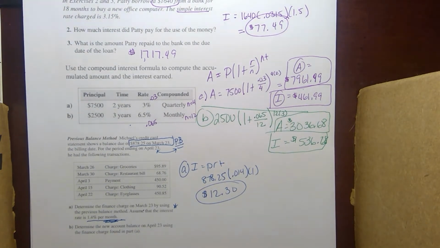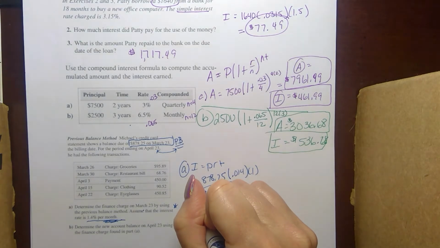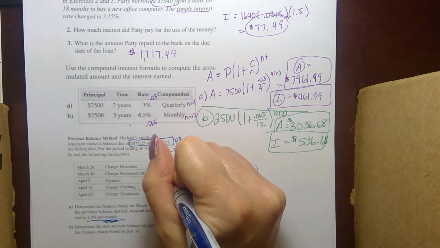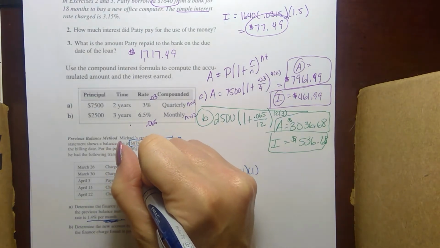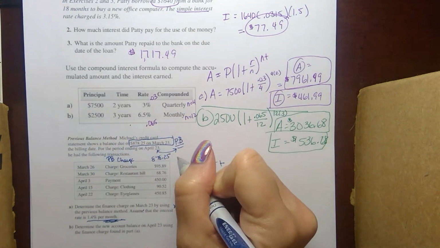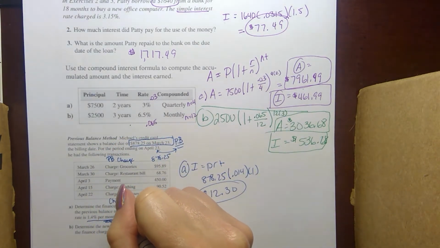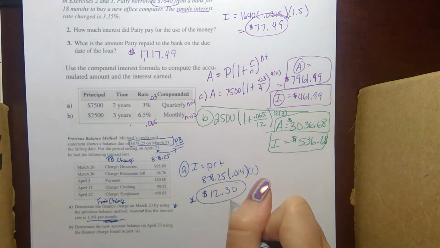All right, determine the new account balance on April 23rd using this finance charge. So this is a new charge. We already owed $878.25. That is my previous balance, so that's a charge. And then we have another charge. We have this finance charge of $12.30.